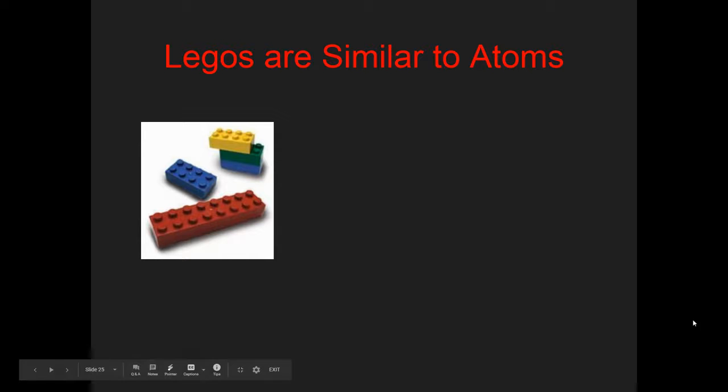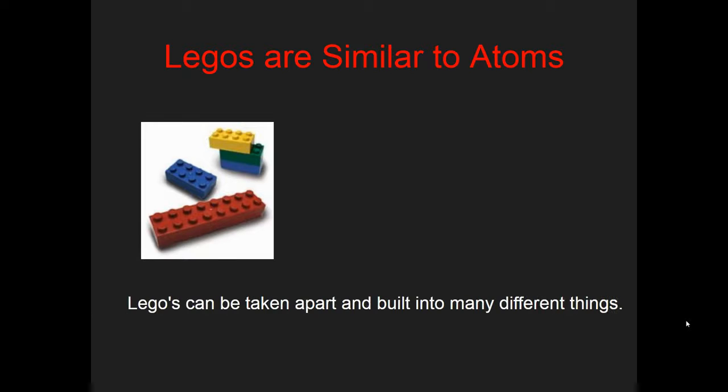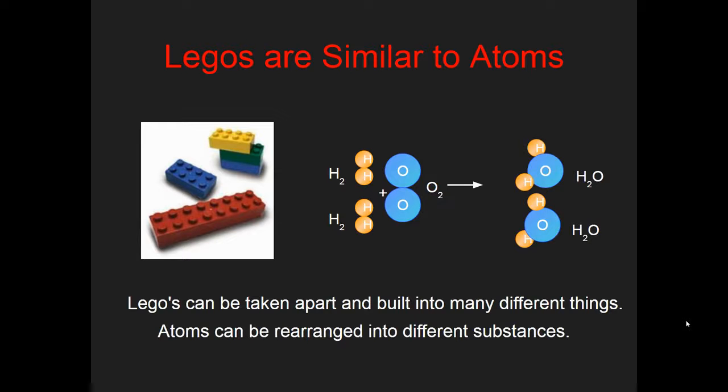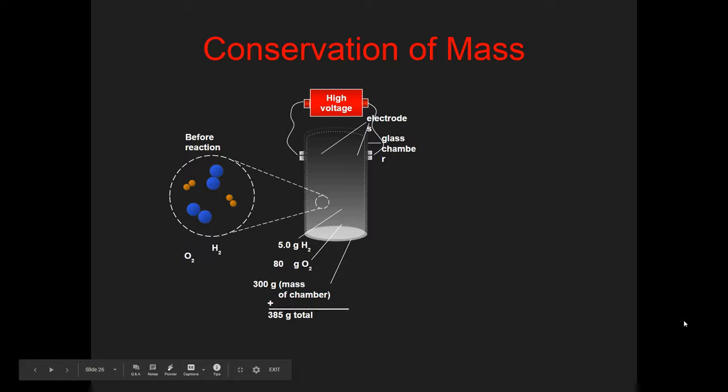We can think of the law of conservation of matter as kind of like Legos. I can take different Legos apart and put them in different places, but if I start off with five Legos at the beginning, and I rearrange them into different pieces, I still have 5 Legos when I'm all done. And that's kind of the basis of what atoms are. They can be rearranged into different substances.